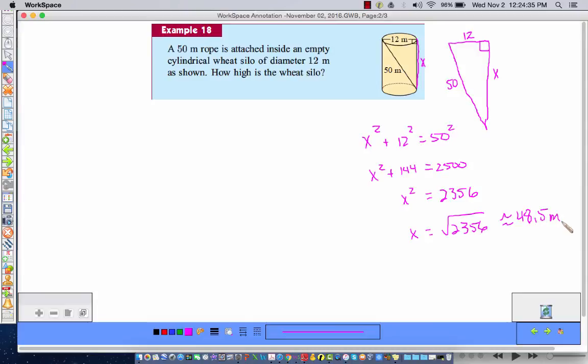Now, I've said in the past, I don't mind if you leave things in the form of a square root. But when you're talking about application, there's nobody who runs around and says, well, that silo is the square root of 2356 meters. We would say, it's 48.5 meters tall. So for this instance, when it's an application, you really do need to use your square root and get an estimation there.